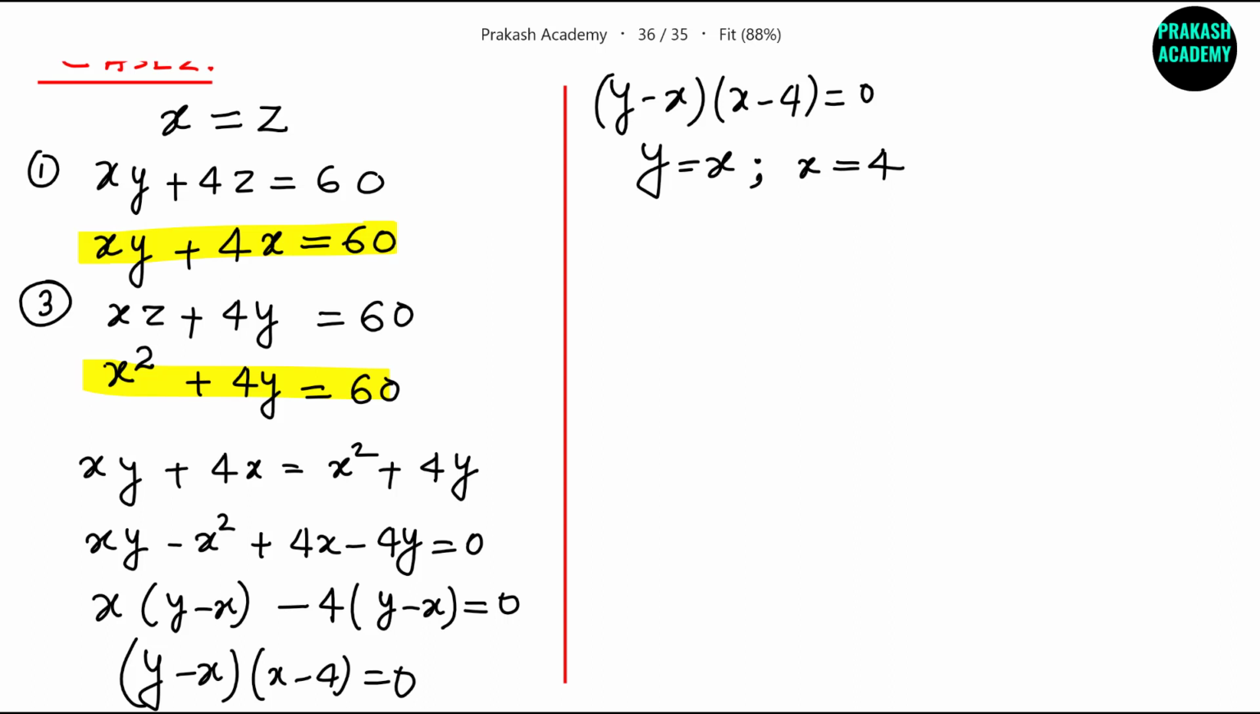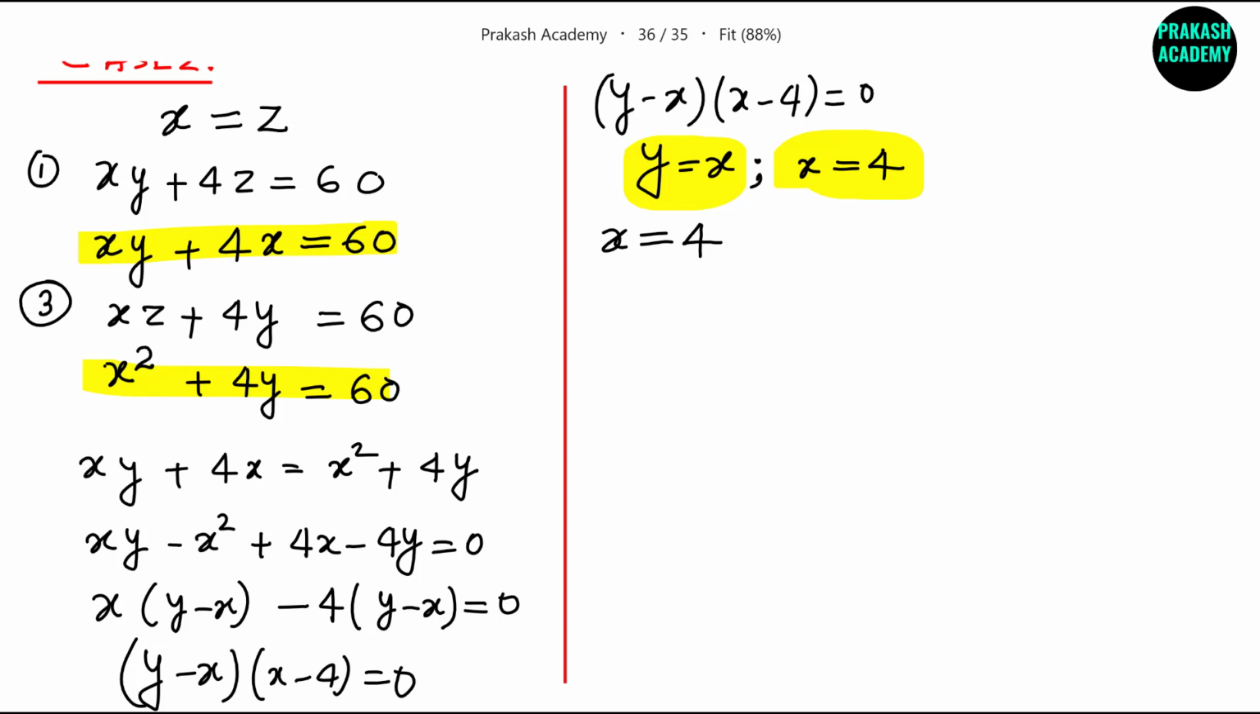So now we will consider both cases. The first case is this one and the second case is this one. Let us first consider when x = 4. What will be the corresponding values of y and z?